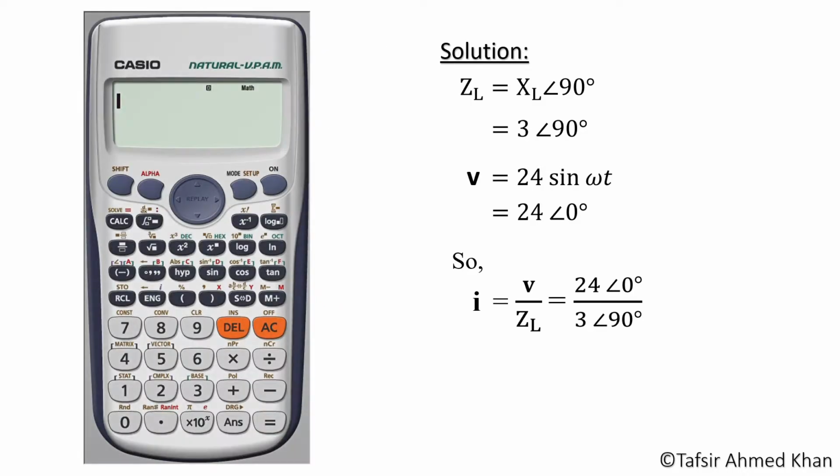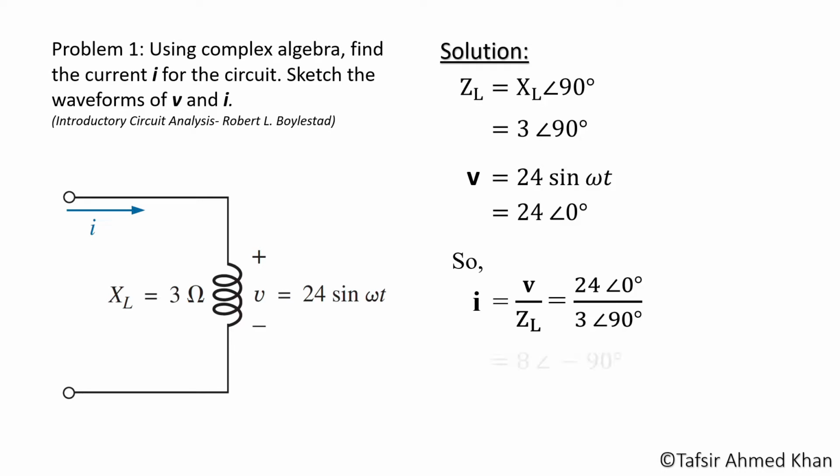Now divide these two using a calculator. Before starting, we need to convert the mode to complex. This is a must. So we will put the values 24 angle 0 degrees divided by 3 angle 90 degrees. That gives us minus 8i. So we need to convert this to polar form. That is our answer: 8 angle minus 90 degrees. If we convert that into an instantaneous equation, it becomes 8 sine omega t minus 90.